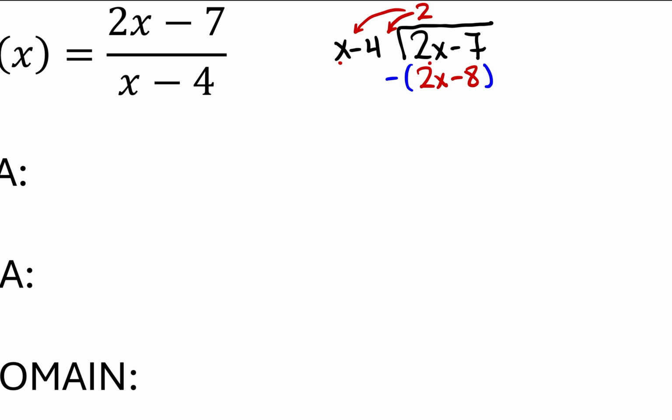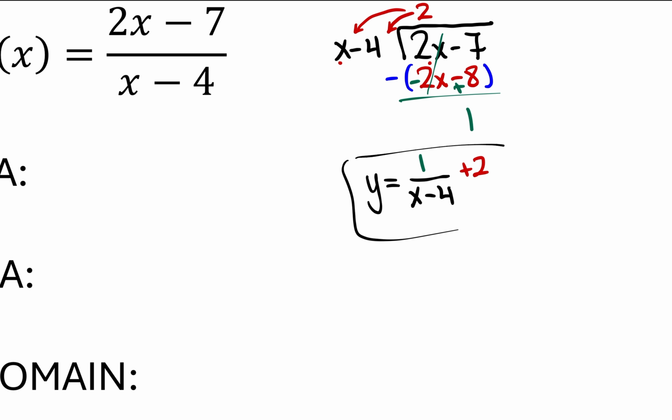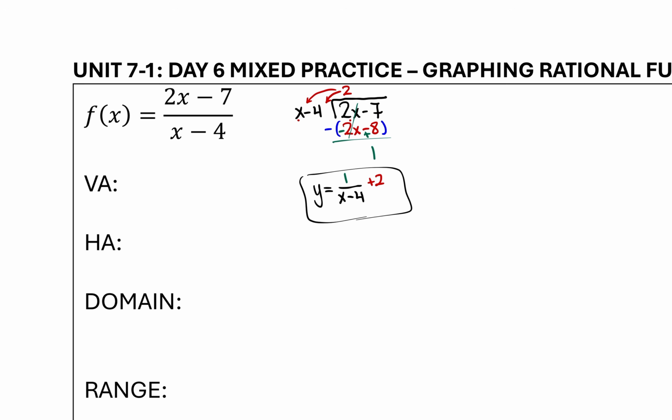I recommend that you change it with a different color pen, okay? So instead of a positive 2x, we now have a negative 2x. I'm doing this in green. Instead of a negative 8, we now have a positive 8. So now when I put this together, the two x's cancel out. And I have negative 7 plus 8, which will leave me with a positive 1. So my new rational function will be in the form of y equals the remainder 1 divided by x minus 4, and then plus 2, which is what we were able to divide by. And this is going to be my new rational function that I can easily identify the key attributes of as well as graph.